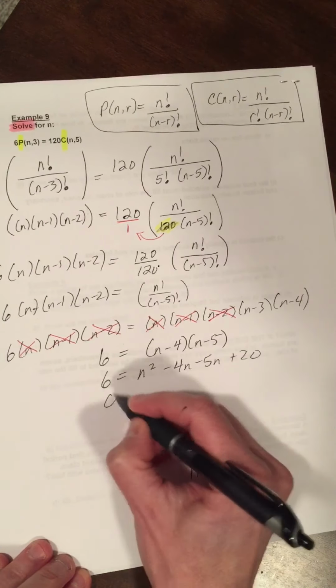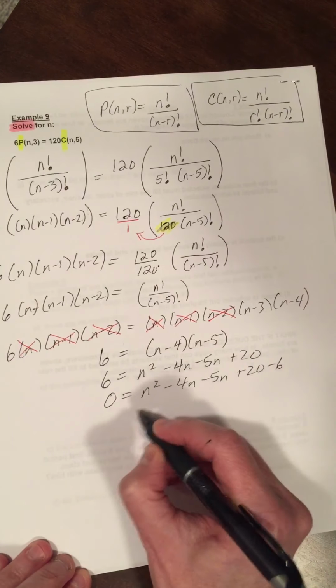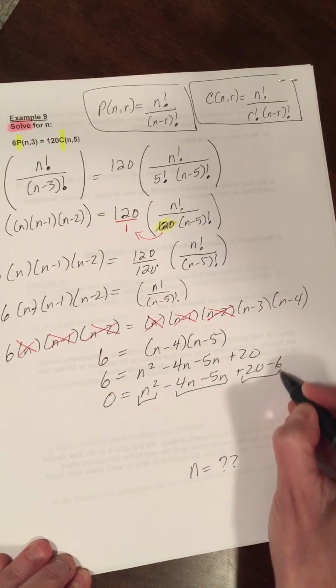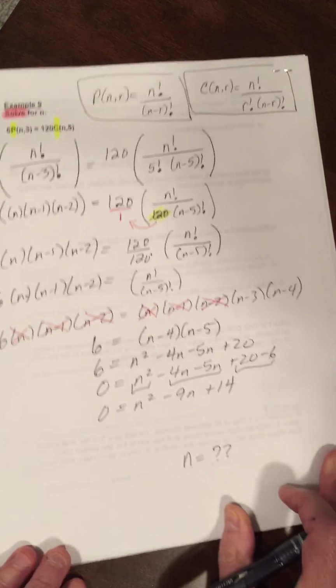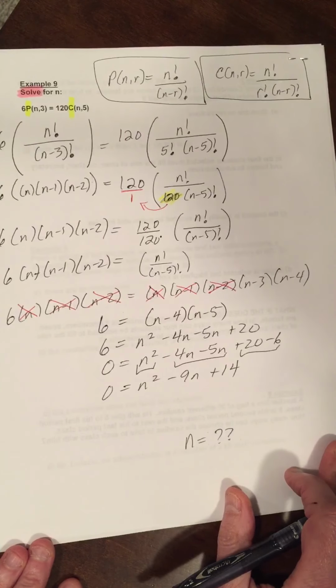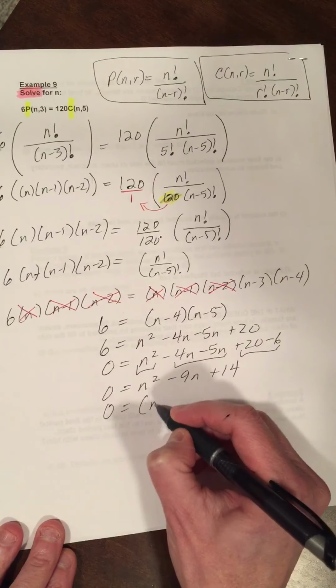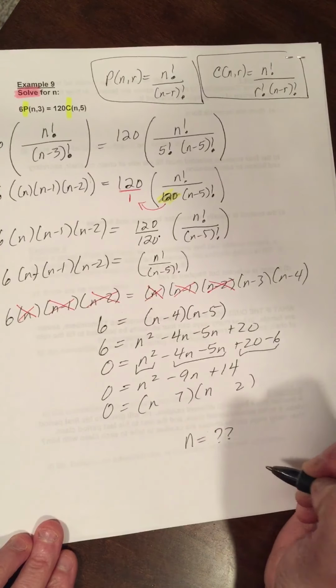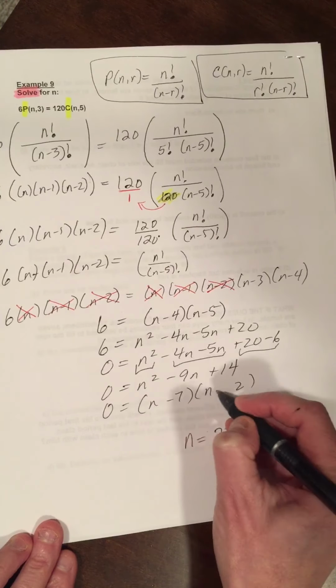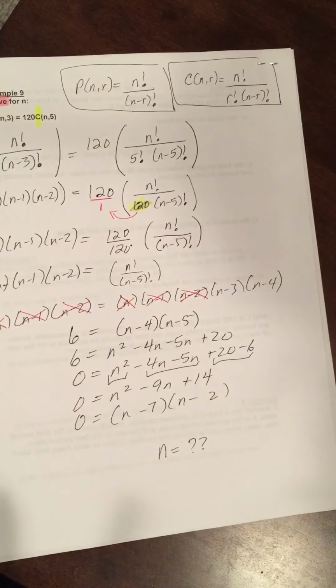Let's clean up, moving everything to the right-hand side. And let's clean up collecting like terms. So I'm left with a quadratic of two possible numbers that multiply to 14 and add or subtract to -9. Uh-oh, just caught myself.